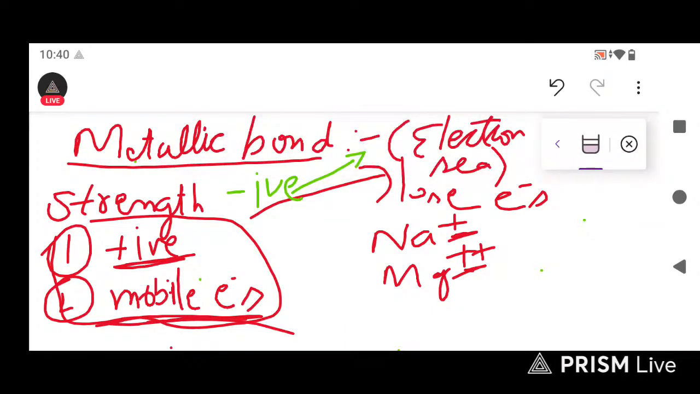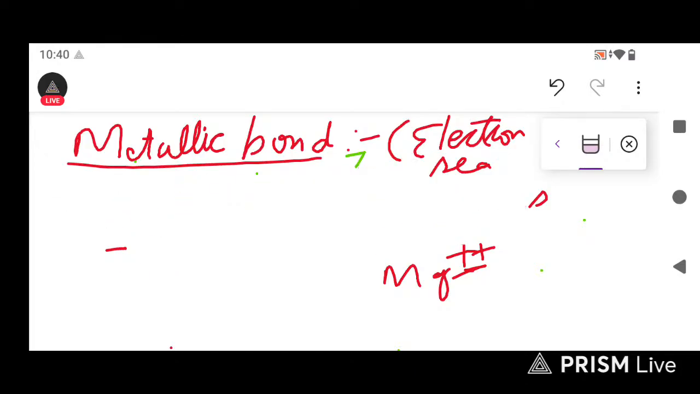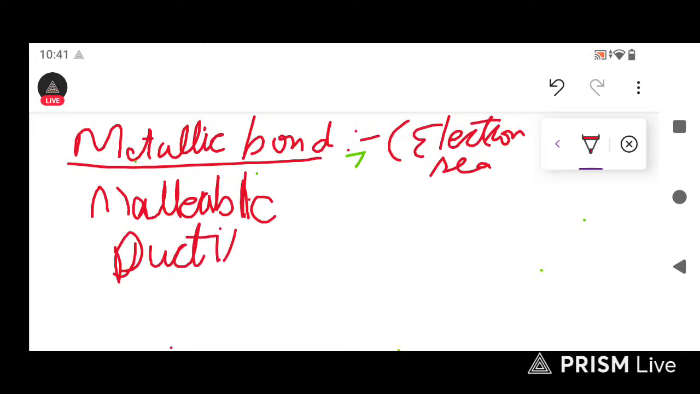Okay, next we cover the most important question in the exam, that is why metals are malleable and ductile. These are two properties of metals, that they are malleable as well as ductile. This is a very important short question. Why are they so? The reason is that rows of atoms can slip past each other.